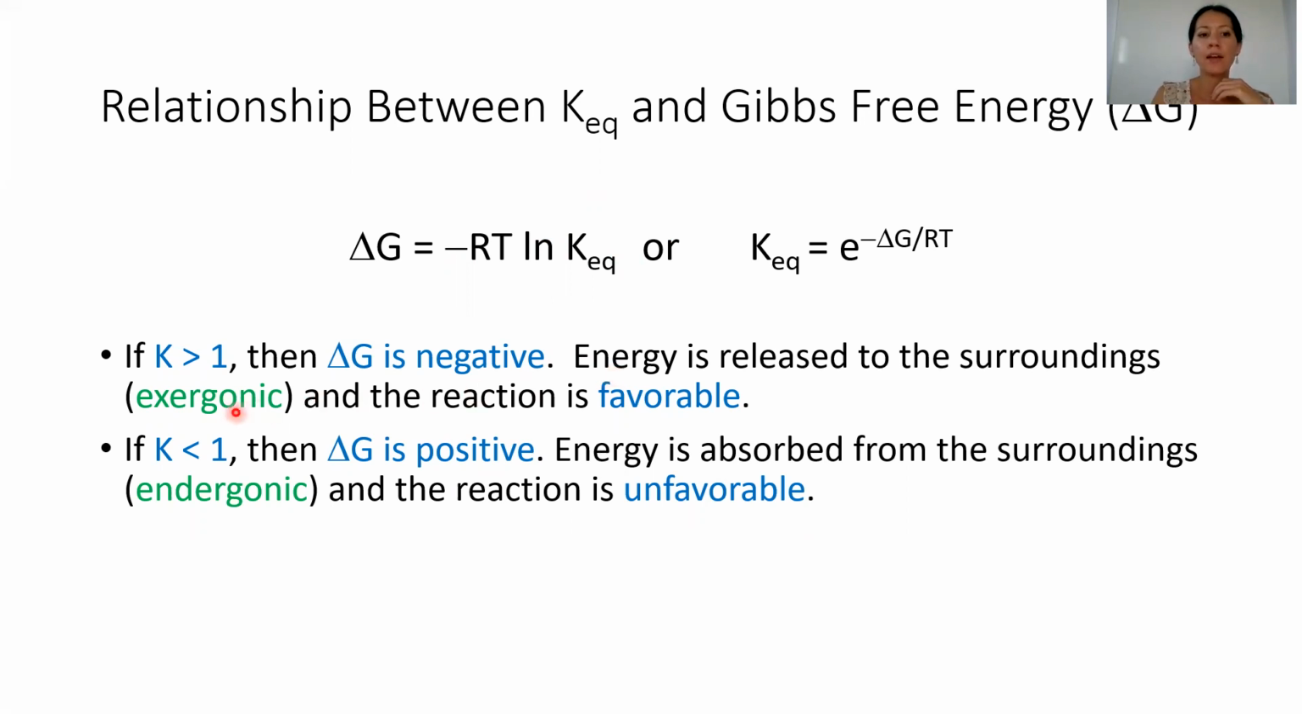We called this exergonic. If K is very small, less than 1, delta G is positive. And in that case, then the energy is absorbed from the surroundings, and we call this endergonic. The reaction is unfavorable.